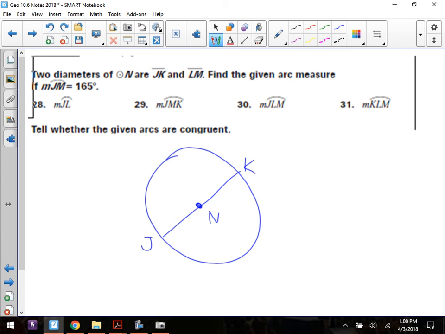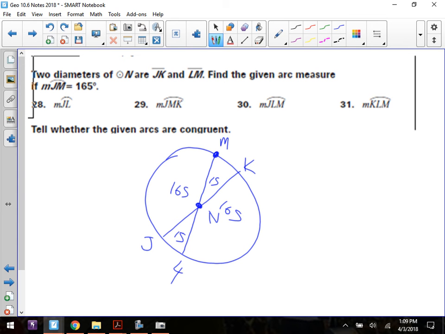So if one of your diameters is JK, and the other one has an arc JM, it's 165. It's still a minor arc, which means it only needs 2 letters. But now, is M going to be closer to J or closer to K? It's going to be closer to K. Does it matter if I put it to the left of it or to the right of it? I'll just put it here-ish. Similar. So if that was 165, what's left? 15. And so on and so on.